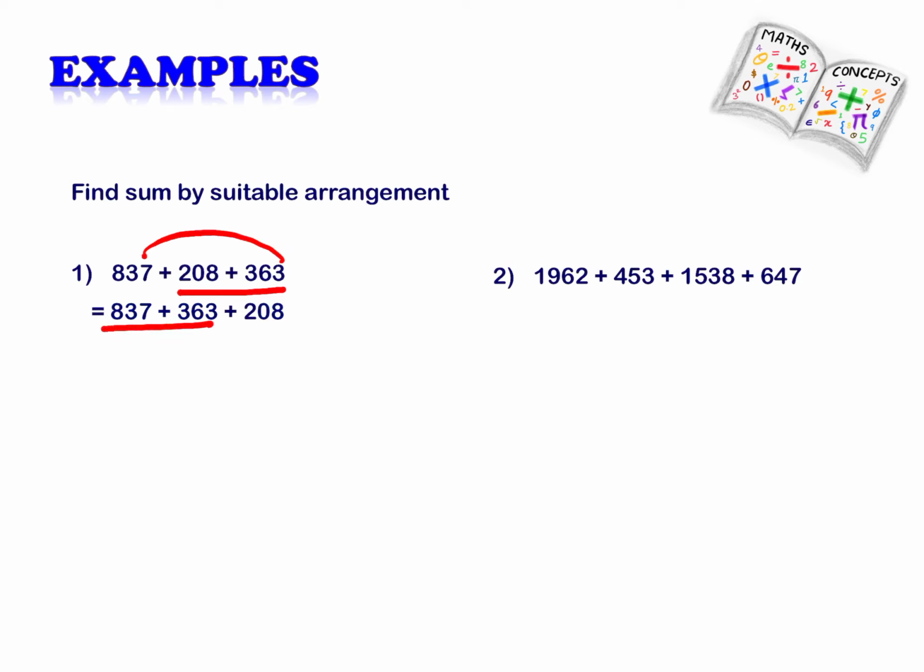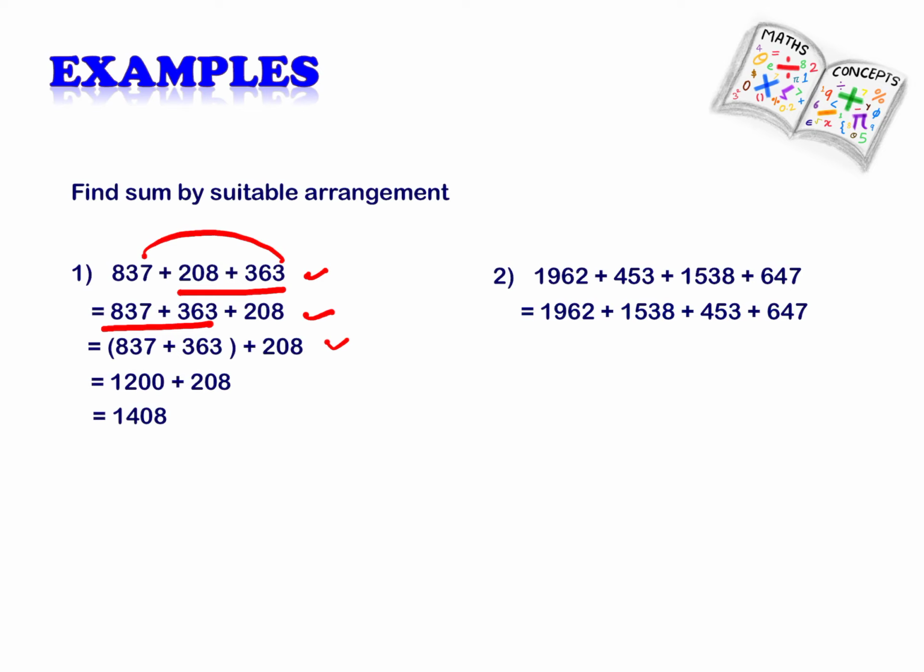Now I'll be adding the first two numbers. I'll group the first two numbers together, that is, I'll be applying the associative property of whole numbers, and this addition will give me 1200 plus 208 and the answer will be 1408. Now look at this, how applying these properties has made our calculations easy. Okay, easy and fast as well.